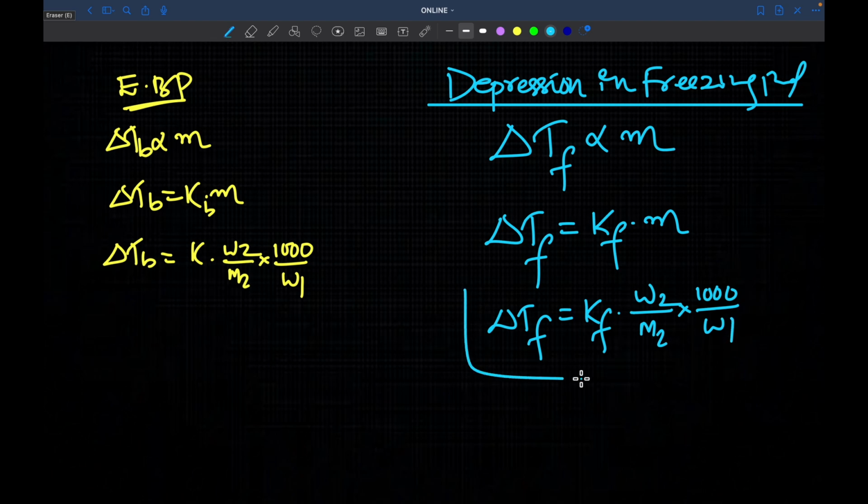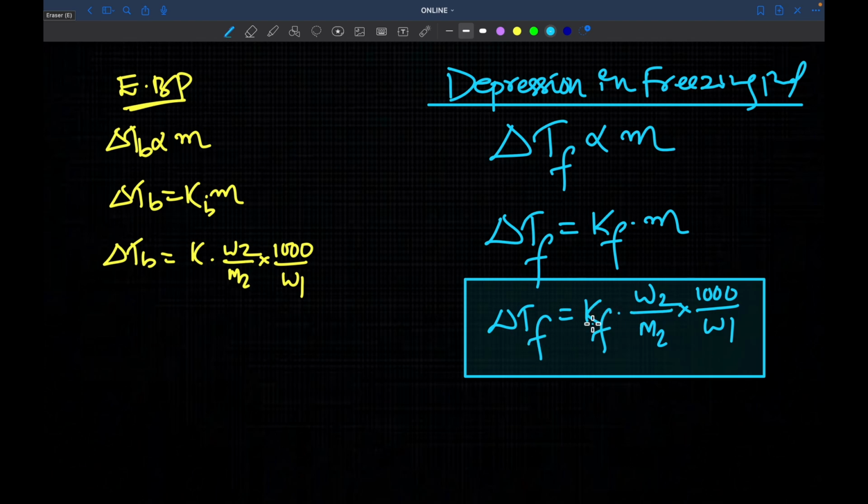So this is the formula to calculate the depression in the freezing point of the solution. And this is elevation in the boiling point. Yesterday we have covered it in the same formula.